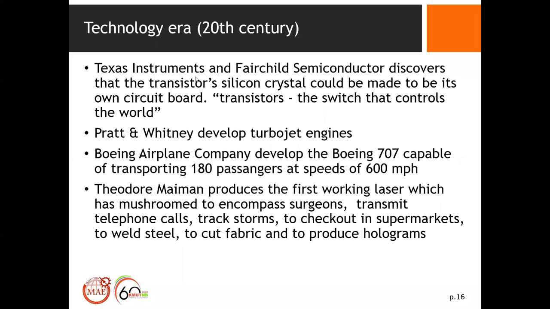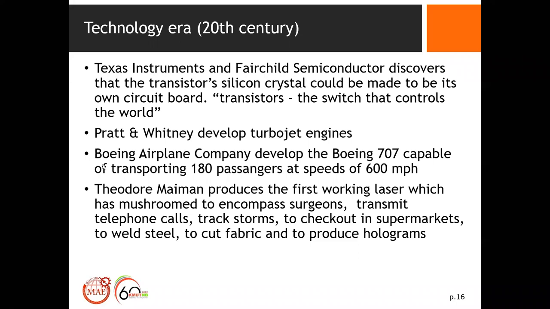Texas Instruments, I think you know this company. This company is very good at producing the calculator, right? But actually the main business is to produce the digital and semiconductor chip. Fairchild as well.